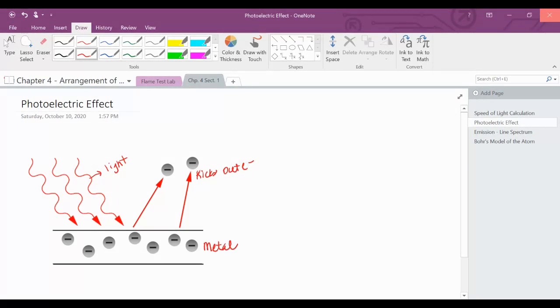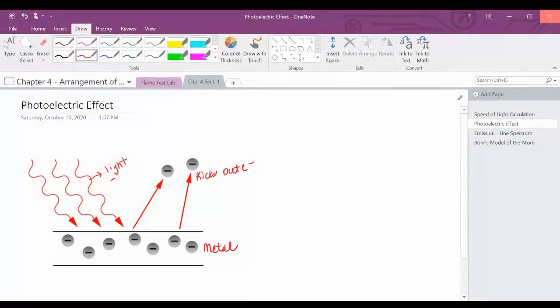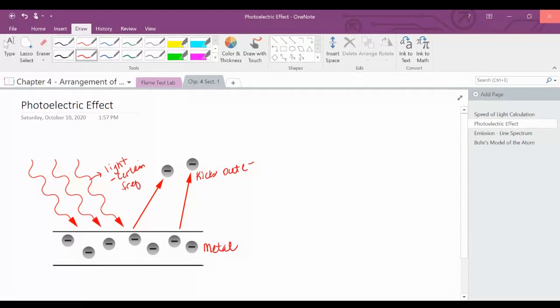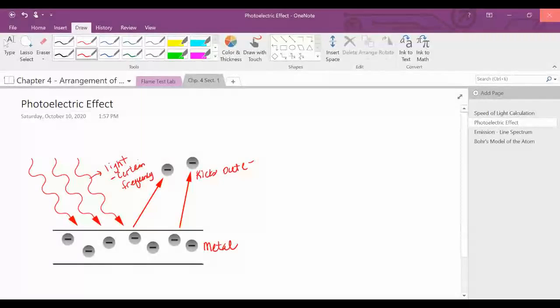Now, there are a few things we need to talk about in terms of the light and the metal. For this to happen, the light has to have a certain frequency, and the frequency is dependent upon the metal itself. We should know from last week's discussion that frequency and energy are directly related. So if I'm talking about having a specific frequency, it means the light has to have a specific amount of energy also. And in terms of a metal, it's also determined by how tightly those electrons are bound to the metal.